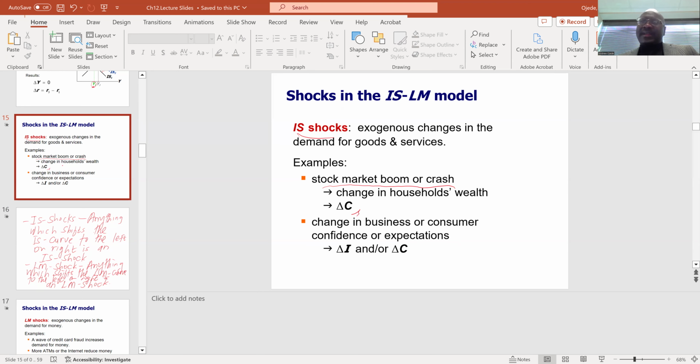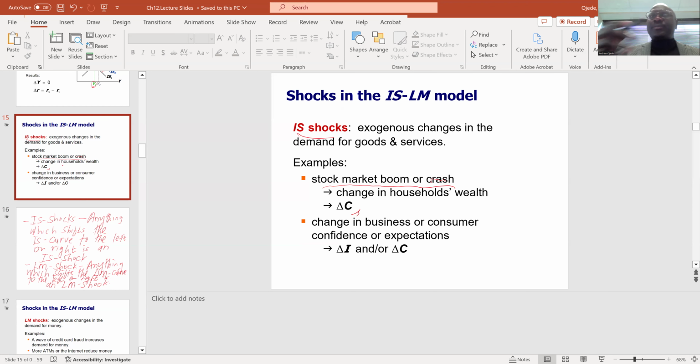The context of the aggregate demand, aggregate supply is within the goods market. So that's going to shift the IS curve to the right. But when the stock market crashes instead of booming, that means American households are losing wealth. They're going to cut spending. When they cut spending, consumers are going to have low confidence. That's going to shift the IS curve to the left.